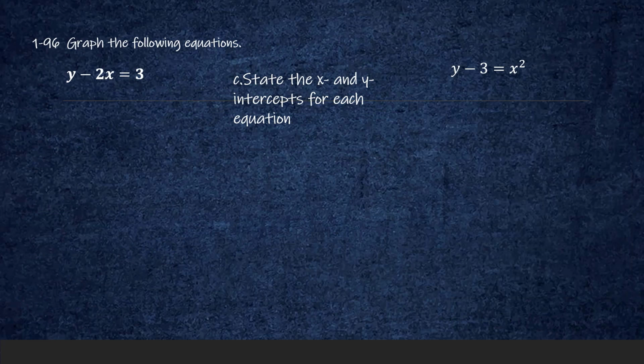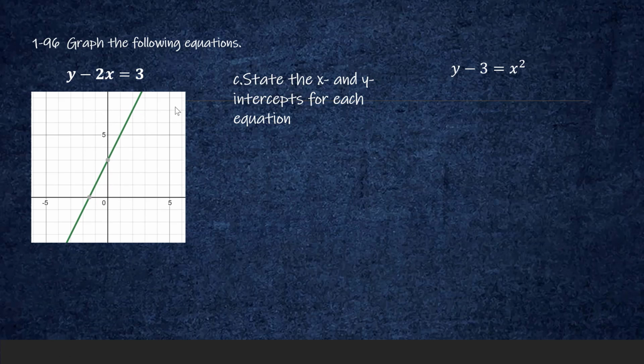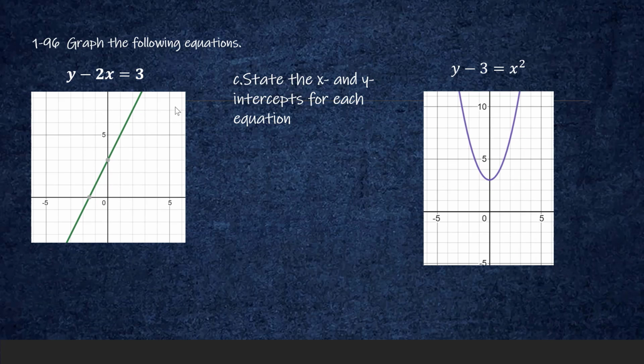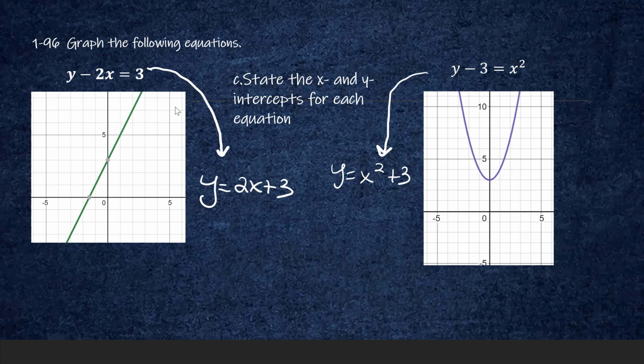All right, 1-96 says graph the following equations. So we do, and y minus 2x equals 3. You're going to see that what I did is I turned them into y equals, so they were easier for me to graph, okay? I want you to note here too that this particular equation, just looking at it, because that 3 is on the outside of x squared, we have a vertical translation of 3 units up.